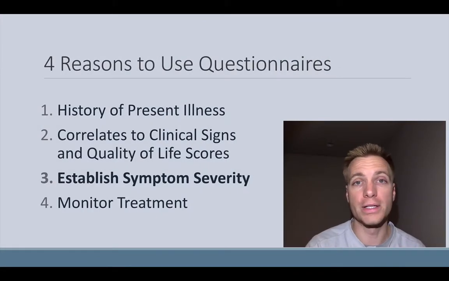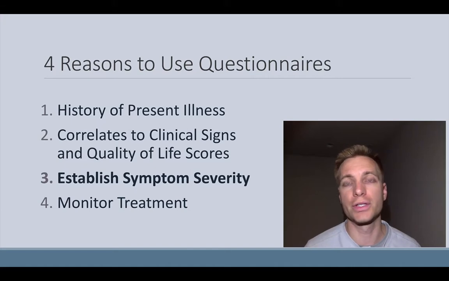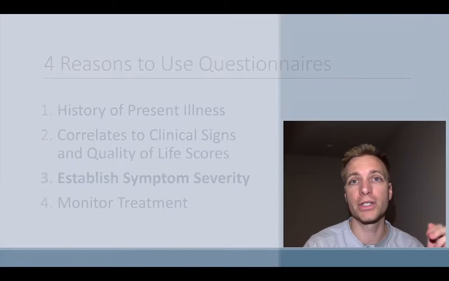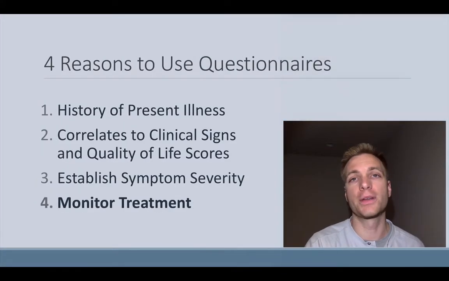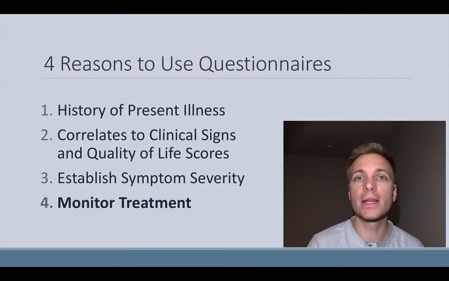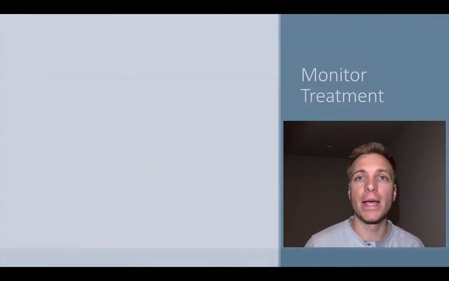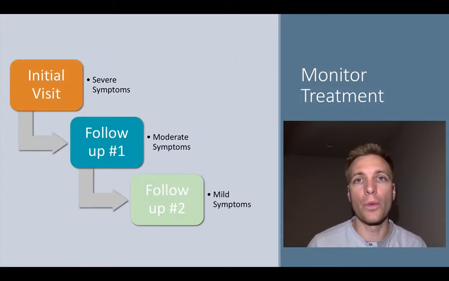The third reason for us to use ocular surface disease questionnaires, and questionnaires in general, is that if they're really well designed, they'll allow us to establish certain severity aspects. So we can classify patients into mild, moderate, and severe. And the last reason is for us to monitor treatment. Again, if we can stratify patients based on their severity, we can also monitor treatment over time. We know that if their symptoms are improving, likely their signs are improving as well. And that shows us that their quality of life overall is improving.